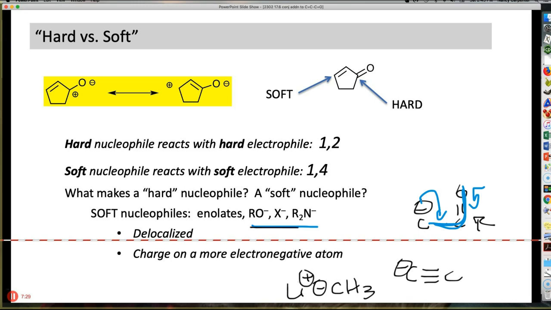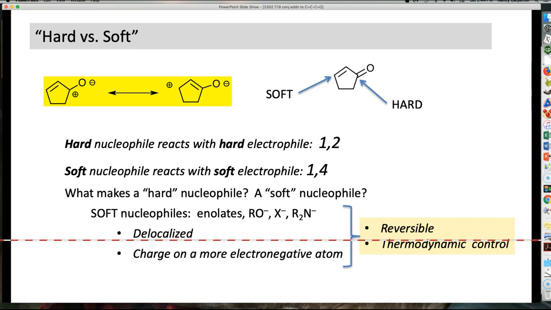Okay, so that means they're a little less intense, right? They're more stable because they're on a more electronegative atom. That makes them soft nucleophiles. All right, so as a result, these soft nucleophiles add reversibly, and that's important to remember. They add reversibly, and because they can be kicked back out again, overall, that means the 1,4 addition is the thermodynamic reaction.